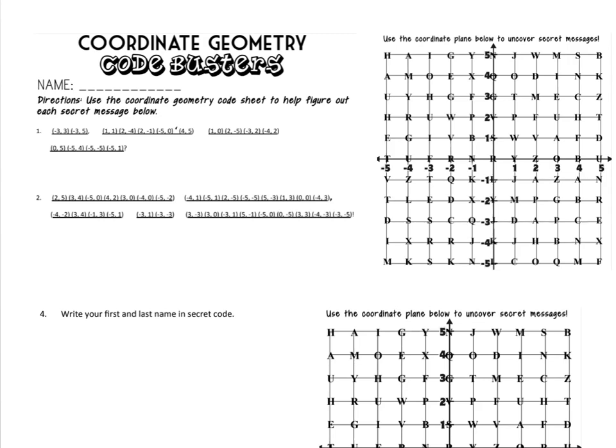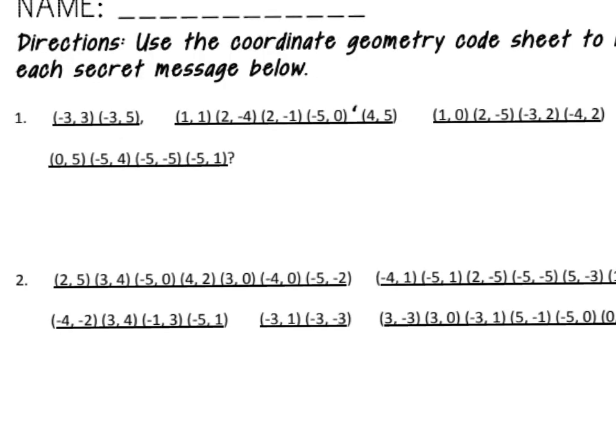Let's take a look at the Coordinate Geometry Code Busters worksheet. Here are the directions. Use the Coordinate Geometry Code Sheet to help figure out each secret message below. As I zoom in, you'll notice that there are ordered pairs for each kind of part in the code. So each ordered pair is going to match with a value on the right-hand side.